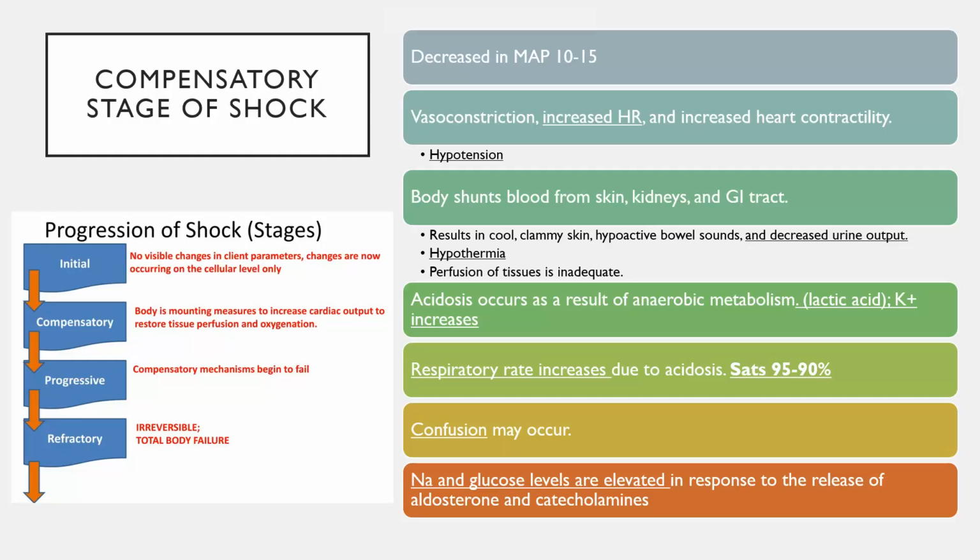Cells are dying off. You get a release of lactic acid, and your potassium is also going to increase. Respiratory rate's going to increase because of the acidosis. Your saturations are going to be 95 or 90%. Confusion may occur. Sodium and glucose levels are also going to be elevated in response to aldosterone and catecholamines being released. When your body is super stressed out, it is going to release these catecholamines, such as epinephrine, dopamine, all of that stuff, and ultimately try to keep your heart going, that fight or flight response. It is also going to start to release stored glucose.